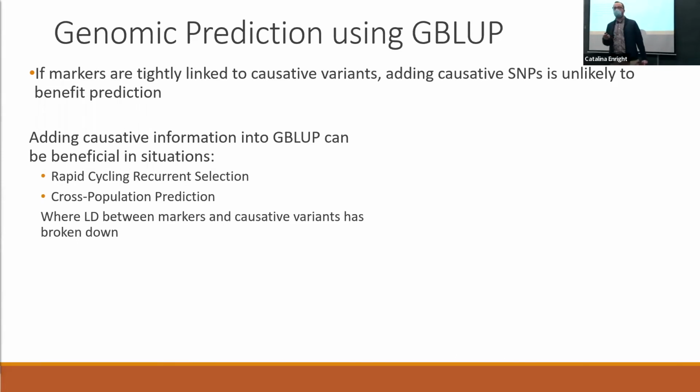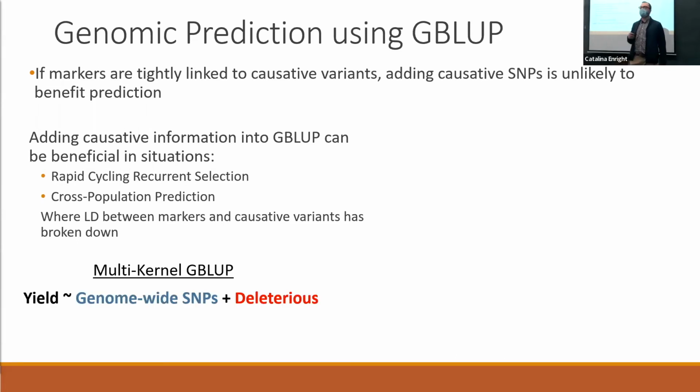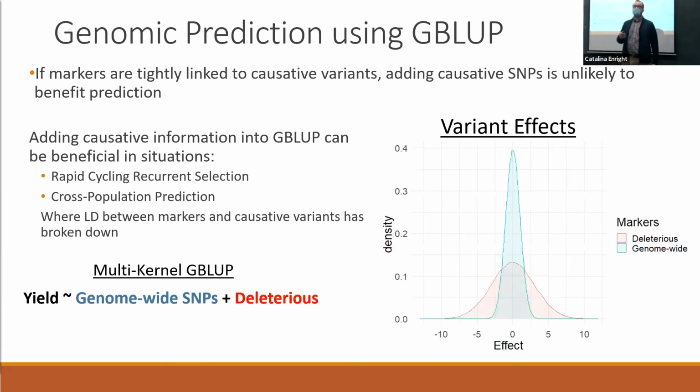And so the method we're going to use here is called a multi-kernel GBLUP. Simply put, this allows us to separate our estimated effects from the two different sets of markers, our genome-wide SNPs and then our putative deleterious SNPs. And the assumption going in here is that these are coming from different variant effects. And so these assumed distributions are just an example of what we think might be going on.